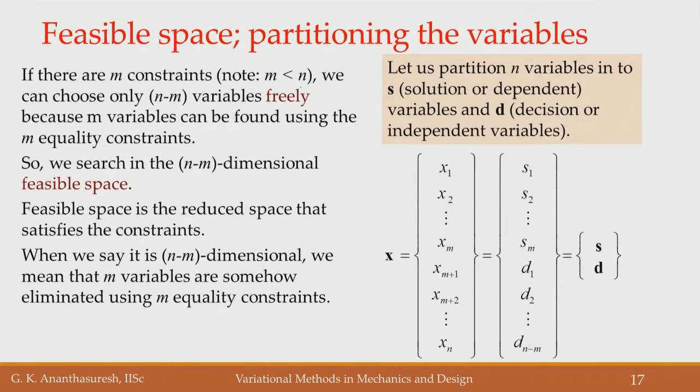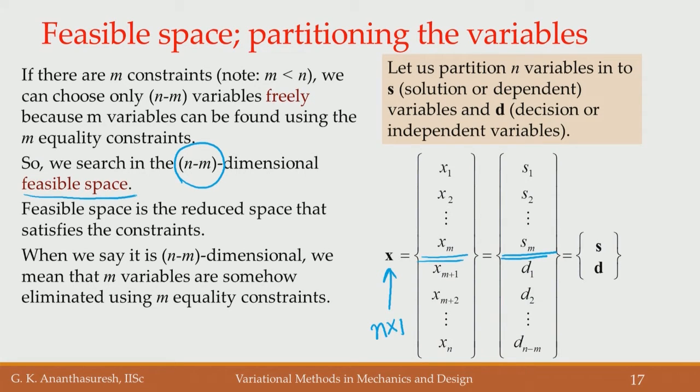For that, first let us understand that our x is now an n by 1 vector, because we have x1, x2, up to xn. This one we are going to partition into 2, because we have m equality constraints. Again, we want m to be less than n. So when we have that, we will be left with n minus m variables. So we have a reduced search space which we call the feasible space.